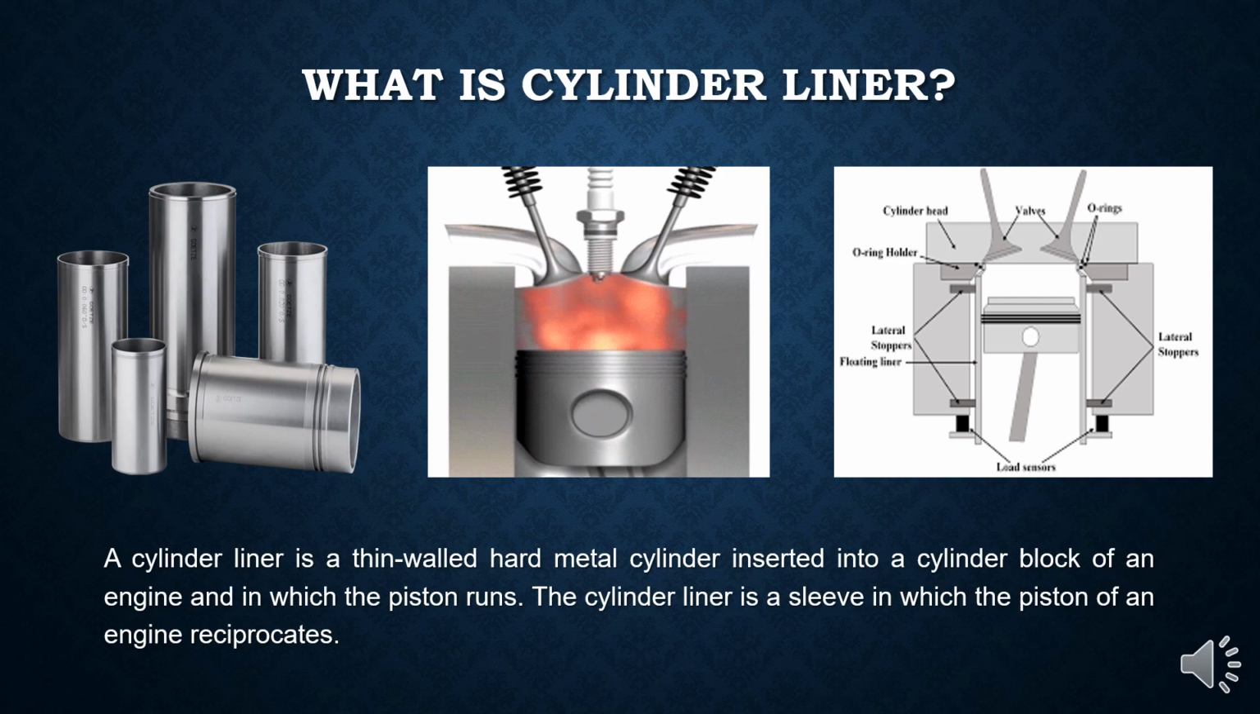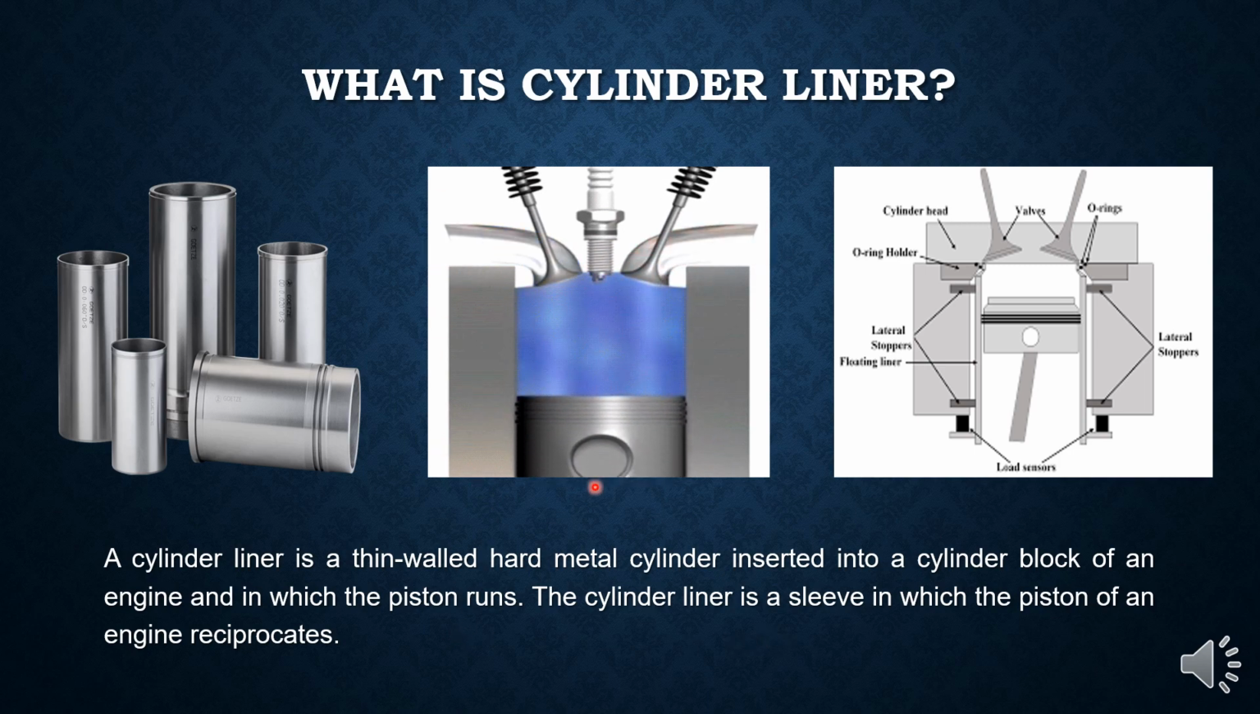So first of all, what is cylinder liner? Some of you who are watching this video might be knowing what is cylinder liner. Cylinder liner is nothing but a thin-walled hard metal cylinder inserted into a cylinder block of an engine and in which the piston runs. The cylinder liner is a sleeve in which the piston of an engine reciprocates.